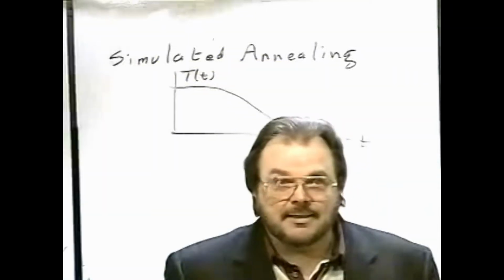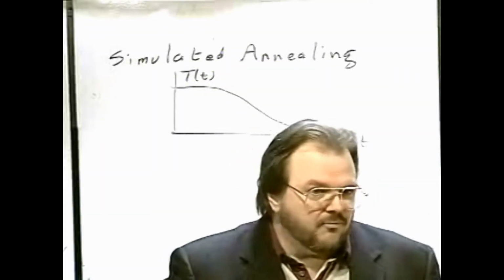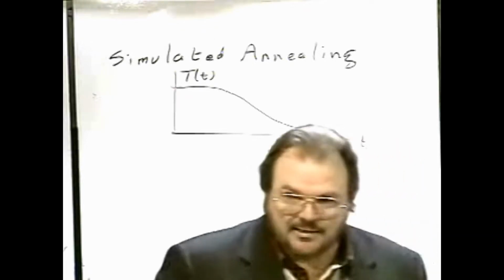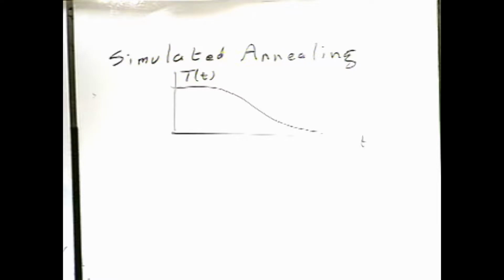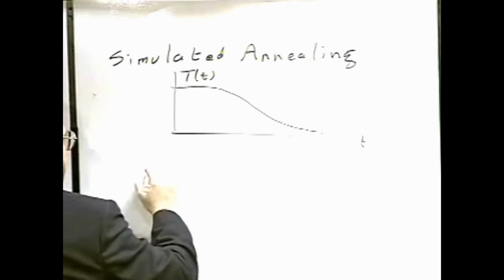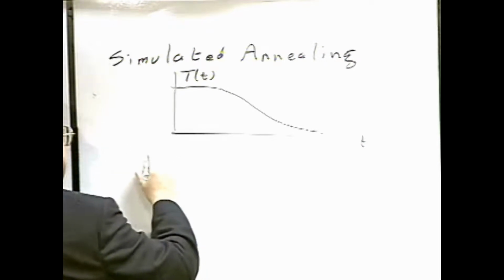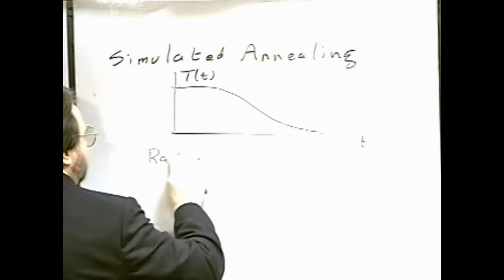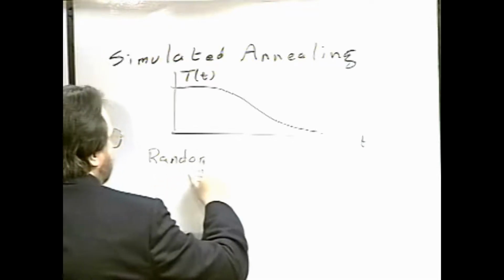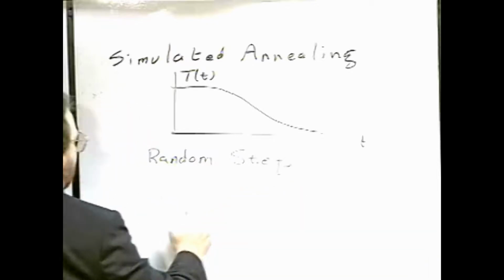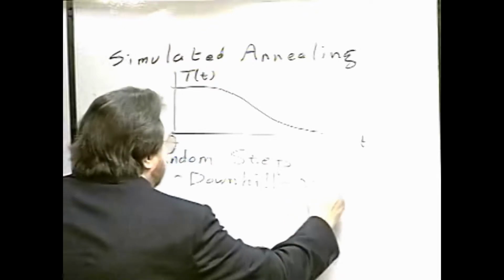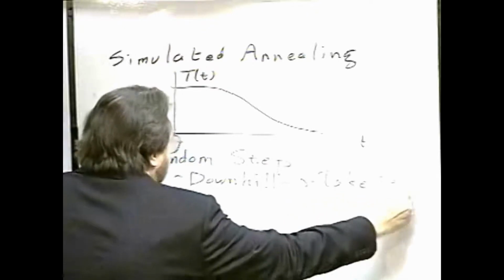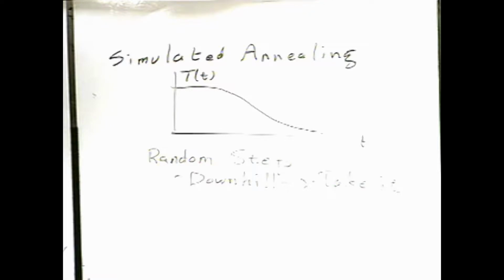If you're at a high temperature, you have a case where you're vibrating a lot, right? Your molecules are vibrating a lot. That's exactly what a higher temperature is. So we do exactly the same thing with simulated annealing. And here is the concept of simulated annealing: you take a random step. If it's downhill, you take it. So in other words, if it improves things, you take it.